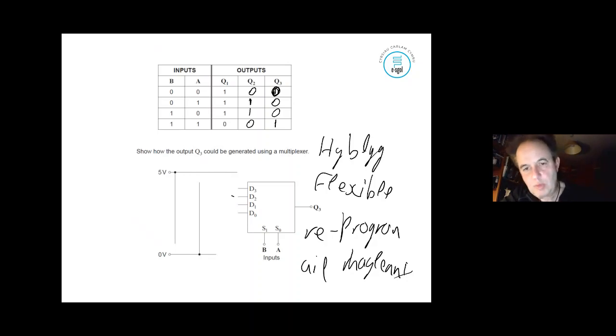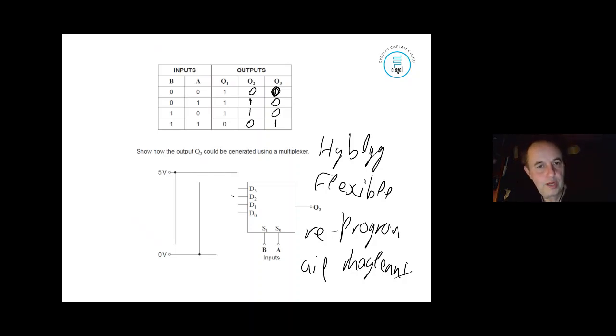It'll give you any output that you want, right? So you might think yourself, why don't you use multiplexers all the time? The thing is, multiplexers are more expensive than using logic gates. So sometimes if you know you're going to have to reprogram something to give you certain functions, you'd use a multiplexer. Apart from that, you'll always try and use logic gates.